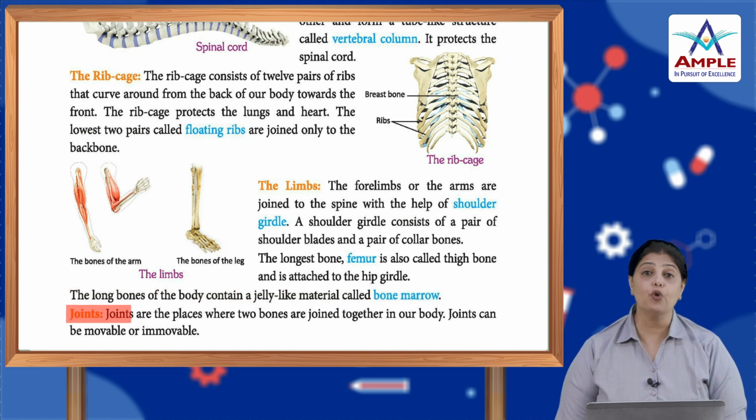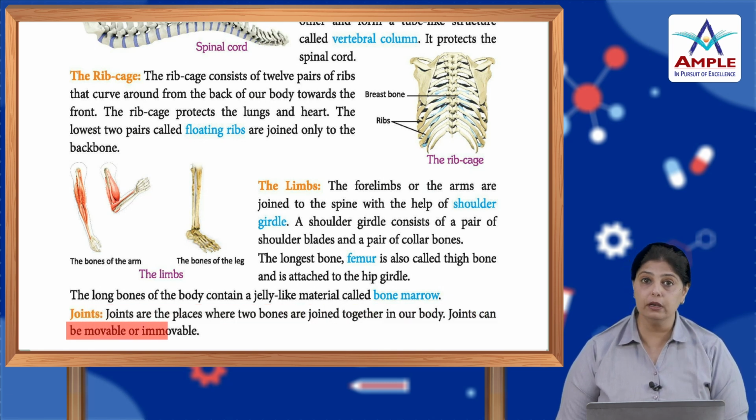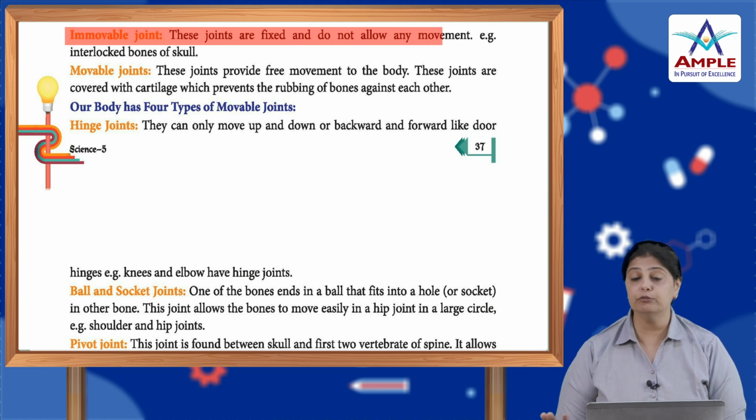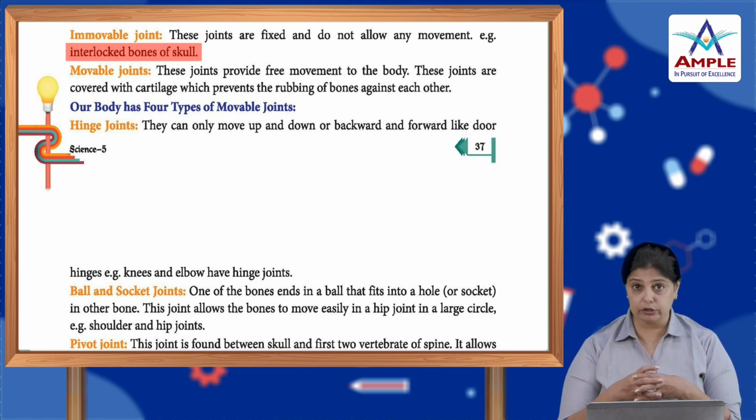Now, what are joints? Joints are the places where two bones are joined together. In our body, joints can be movable or immovable. Now, which are these immovable joints? These joints are fixed and they do not allow any movement. So they are the fixed ones. For example, the interlocked bones of the skull. So, all the bones of the skull are interlocked. These are immovable joints.